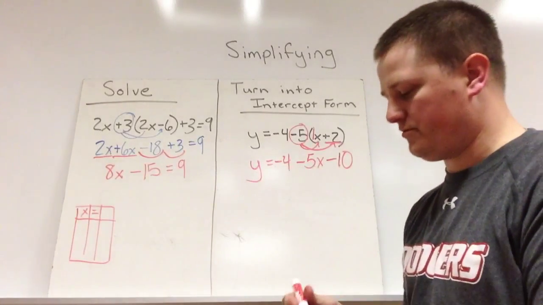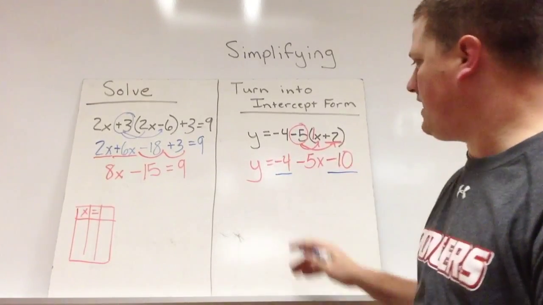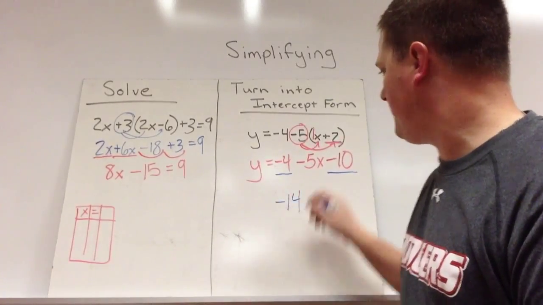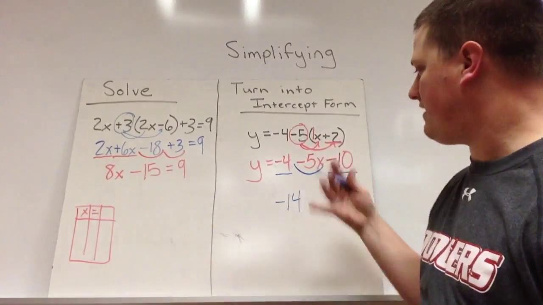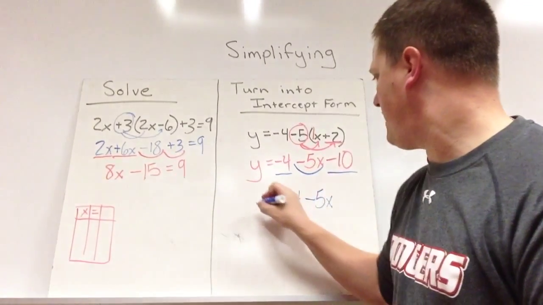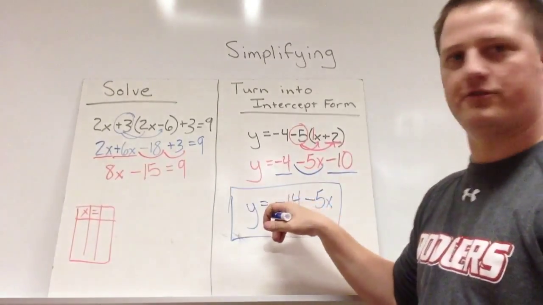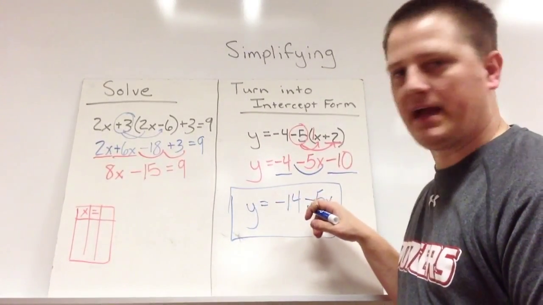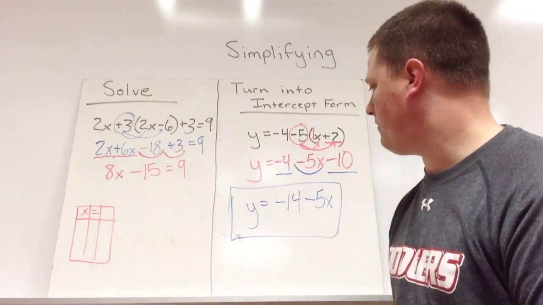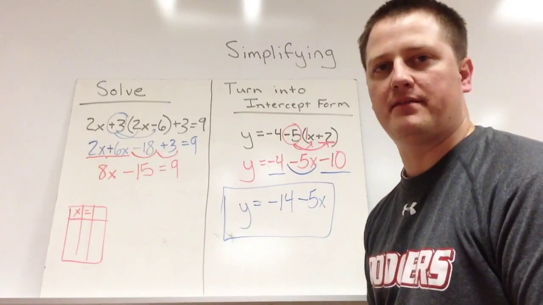Now we have like terms that we can combine. Negative 4, negative 10. Those are like terms. They become negative 14. Negative 5x doesn't have anything to go with it, so we just bring it down. And we have equals y in front. This is now intercept form. Here's our start value. Negative 5 is our recursive routine or slope or rate of change, whatever you want to call that. And we have an intercept form, so we know the basics of it.